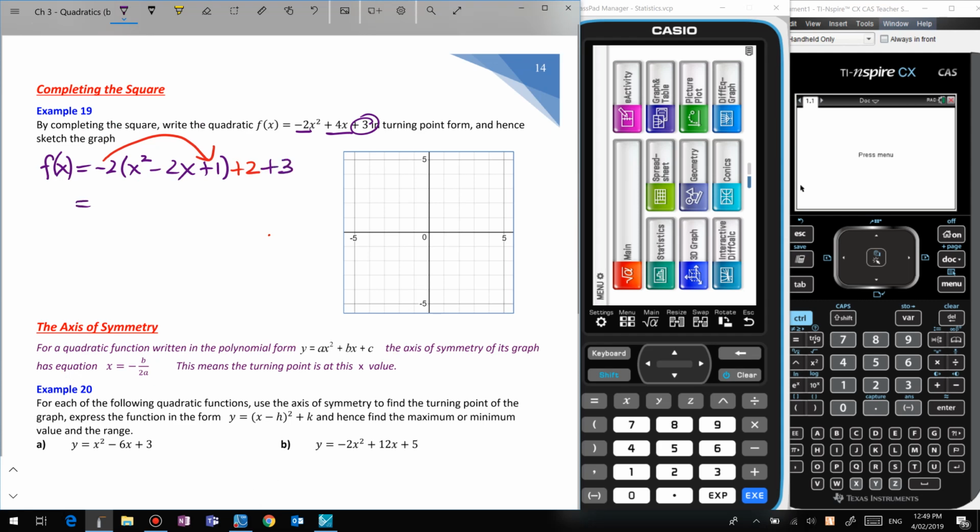So from here, negative 2 (x minus a half of that value, 1) all squared, and then I've got plus 5. So my turning point is 1, 5. It's inverted because it's negative, and skinnier. So if we go across 1 and up 5, we know if we go 1 this way, we've got to go down 2, and same down 2 because it's been dilated factor 2 from the x-axis.